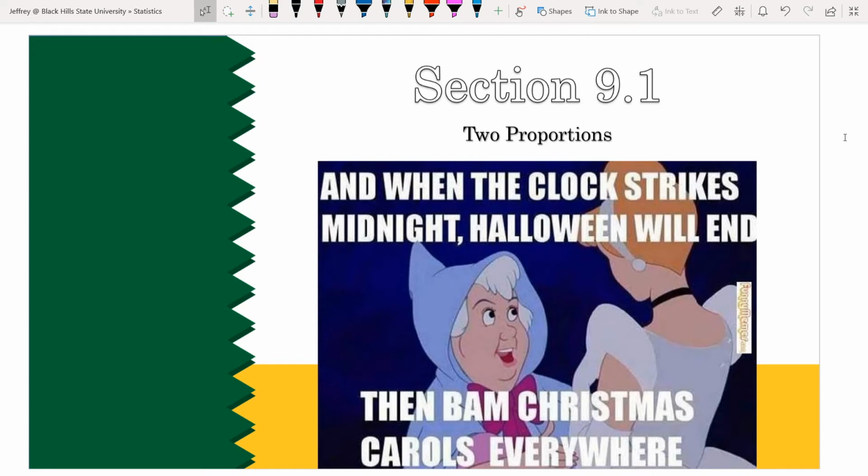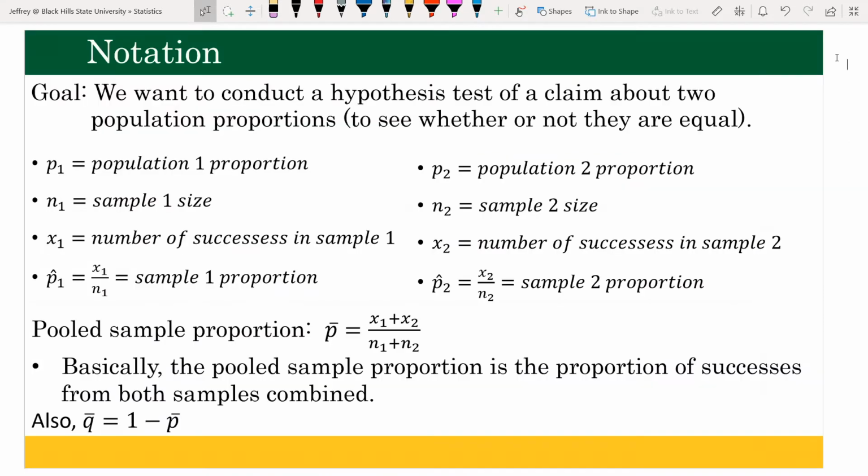Hello, everyone. Today we're going to look at calculating the confidence interval and doing a hypothesis test for two population proportions. So our goal for both a hypothesis test and a confidence interval is we basically are trying to figure out whether or not two population proportions are equal. So again, a proportion basically means that we're looking at either a percentage or a fraction of the population.